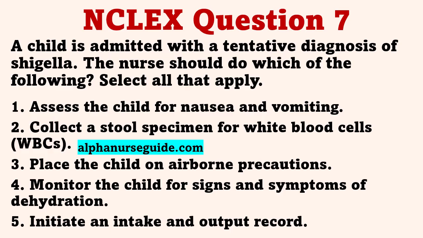The correct answers are 1, 2, 4, and 5. Shigella is caused by the Shigella organism. Clinical manifestations of Shigella include fever, nausea, and vomiting, some cramping, headache, seizures, rectal prolapse, and loose, watery stools containing pus, mucus, and blood. The nurse should assess the child for these symptoms on an ongoing basis. Shigella is spread via direct contact with the organism, which is found in the stool. A stool specimen will show increased numbers of WBCs, blood, and mucus.